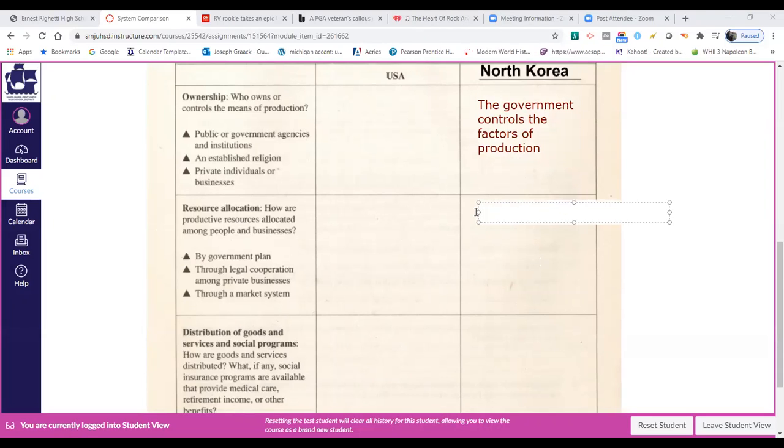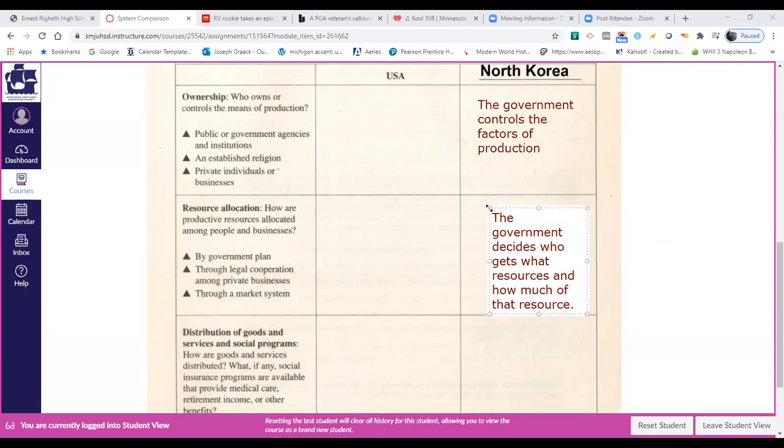All right. Question 2, resource allocation. It says, how are productive resources allocated among people and businesses? So basically the factors of production. How does the government decide who gets what? A market system. But if we're talking about North Korea, how would it be decided? Right? It's going to be a government plan? This part here, government plan. That was my second guess. The government, okay, decides who gets what resources and how much of that resource. Right, so we'll leave that there.